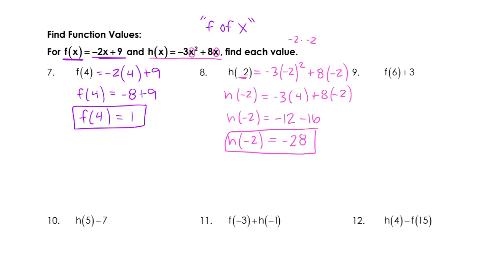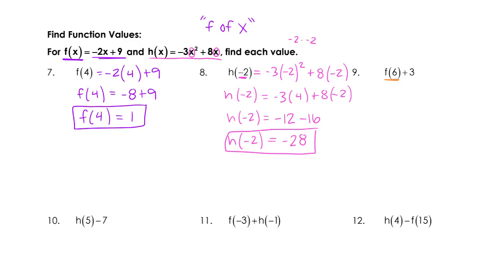And then again, just trying to really emphasize the h of -2 has to be part of your answer. Remember, this is you telling me that you plugged in -2, you got -28 for your final answer. So input, output. Input was -2, output was -28.